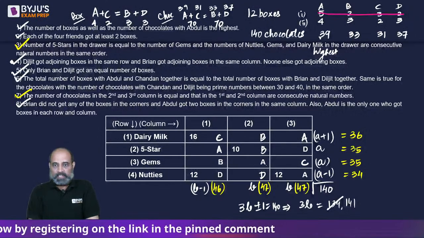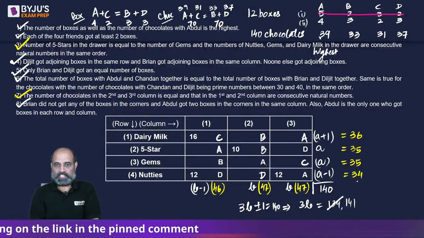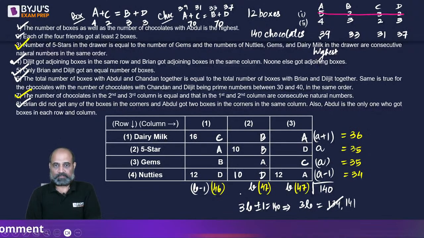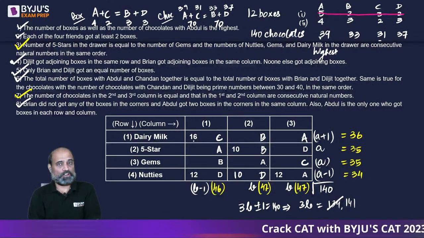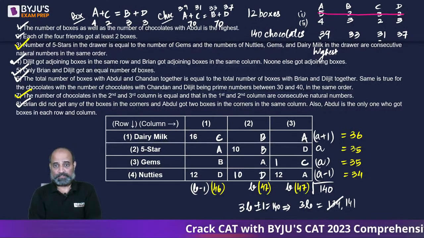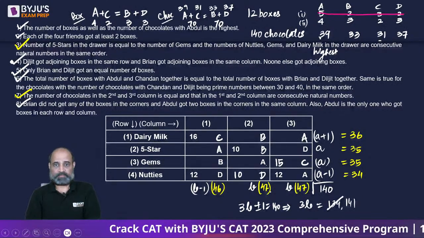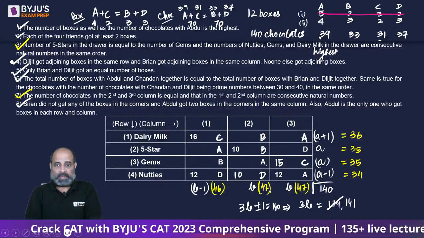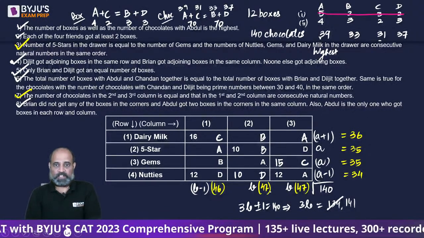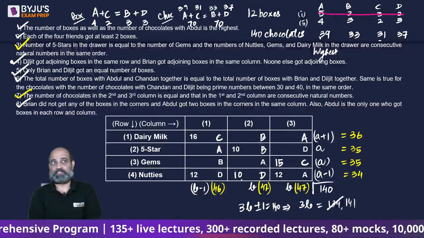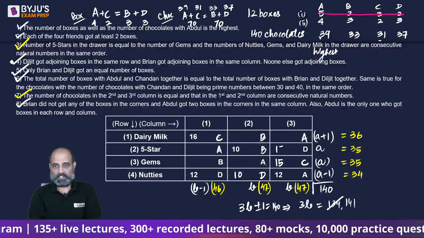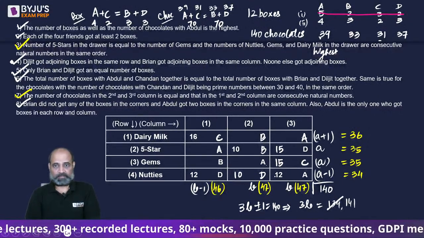If we look at the 4th row, it's 34. 12 plus 12 is 24. So this D should be 10. Right? Next, C should get a total of 31 chocolates, out of which C has already received 16. So the remaining 15 will go here. Next, which one is filled? D. D should get a total of 37, out of which 12 plus 10, which is 22, we already have. So the last D should be 15.